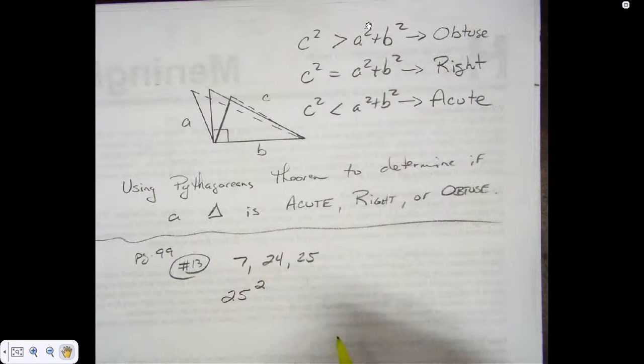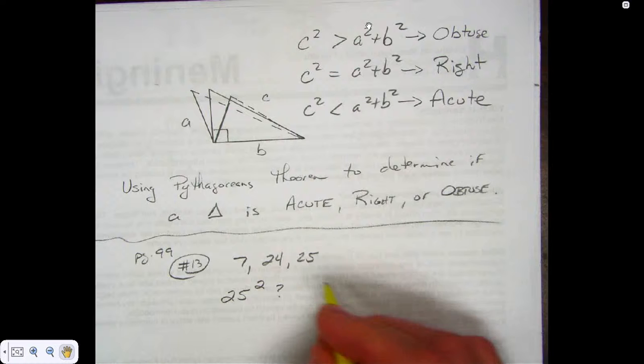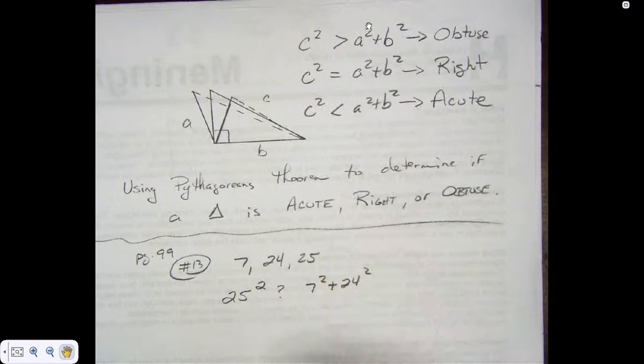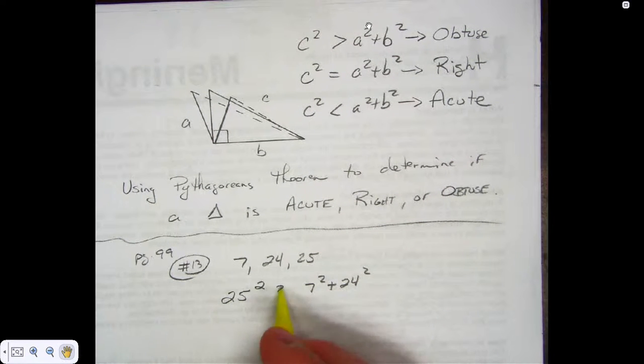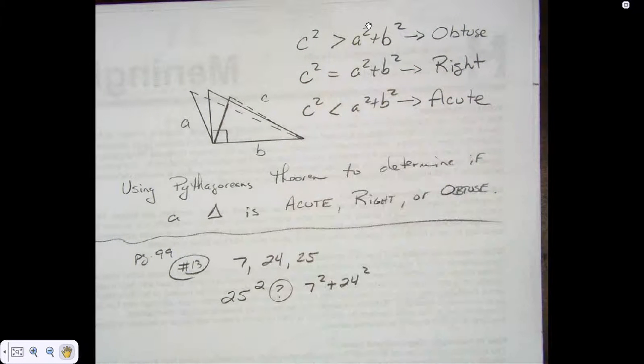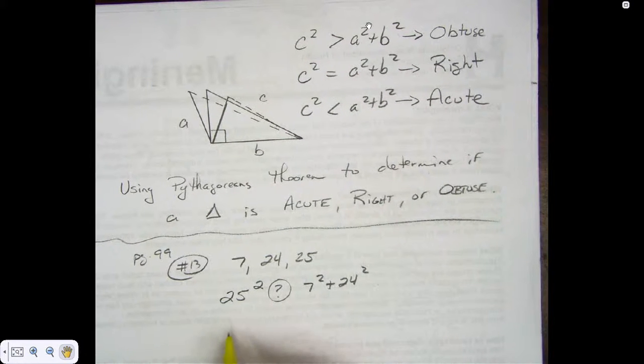25 squared relates to what? 7 squared plus what? What is 25 squared? Because we're going to have some sign here. It's either going to be equal, greater than, or less than, isn't it? What is 25 squared?